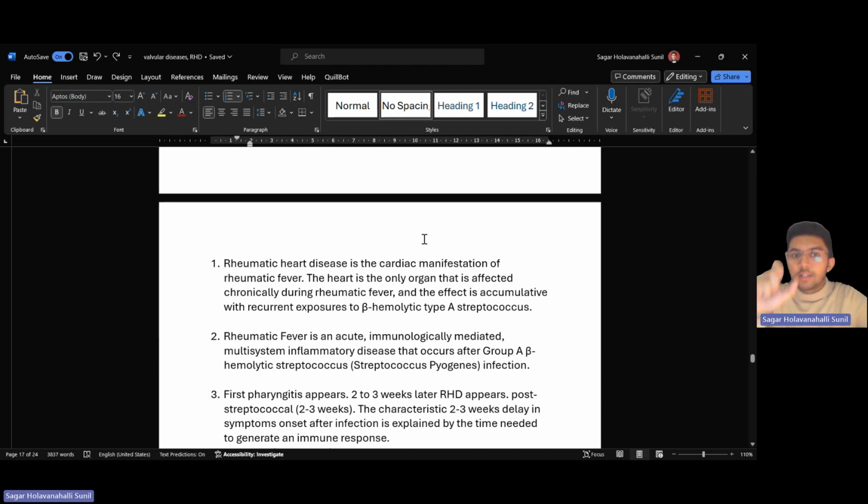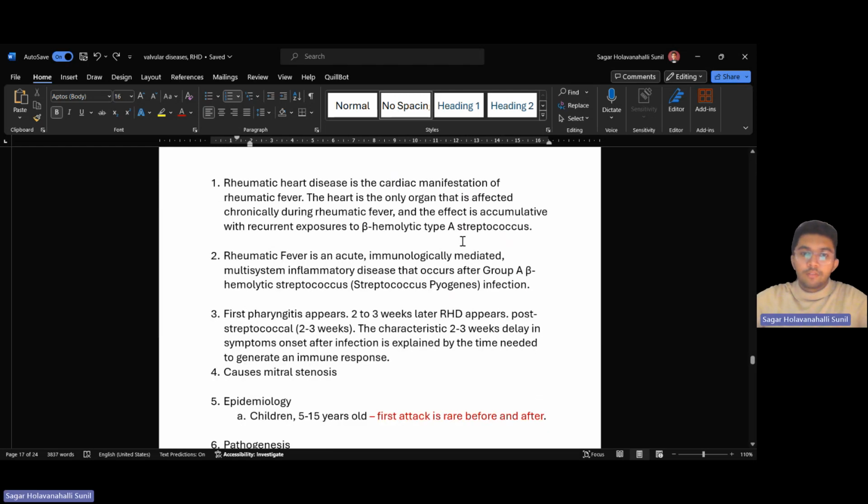So rheumatic heart disease. I'll explain to you what's happening. So we have got a person, okay? He's infected with Streptococcus pyogenes or some sort of group A beta hemolytic streptococci, right? First thing that's going to happen is pharyngitis, okay? Pharyngitis appears. That's a typical group A streptococcal sign. Then they might get rid of the pharyngitis. 2 to 3 weeks pass by, and then starts the manifestation of rheumatic heart disease.